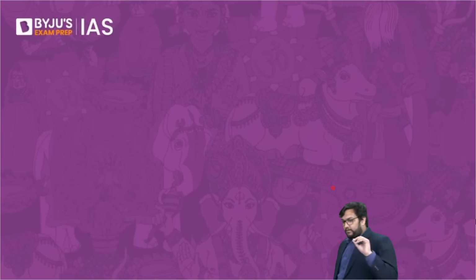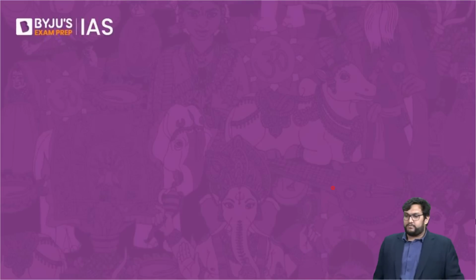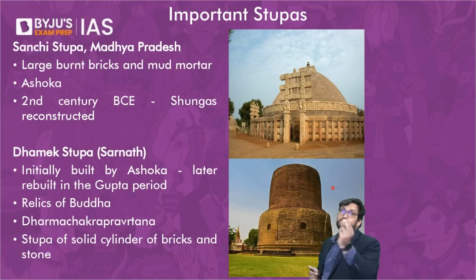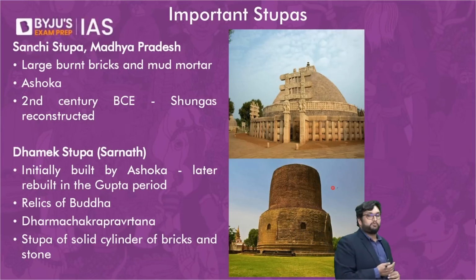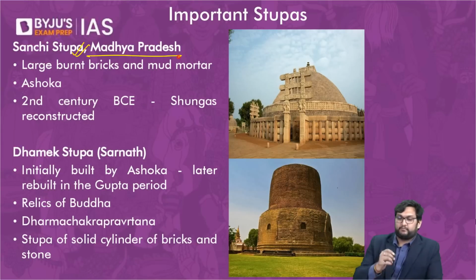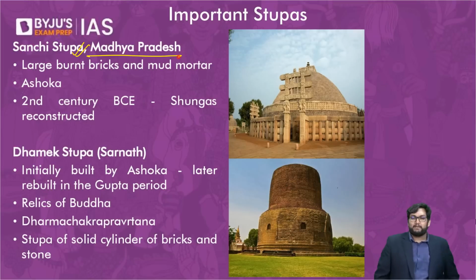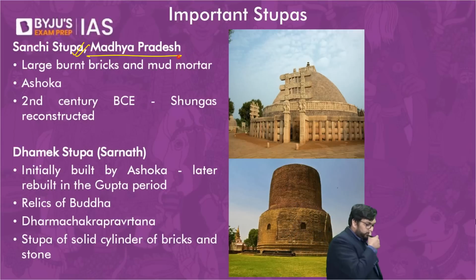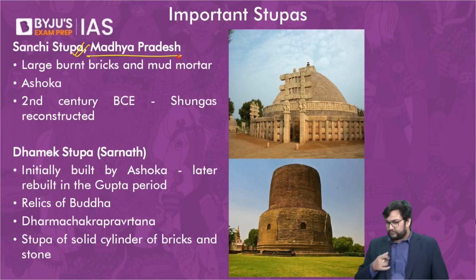Now, when we talk about the most popular or most important stupas, the first which comes to your mind and should come to your mind is the oldest stupa complex, which even has the UNESCO World Heritage tag itself. It is the Sanchi Stupa in MP, made by Ashoka, reconstructed by a Brahmanical dynasty, the Shungas. Why would the Shungas reconstruct a stupa? They are Brahmins. Why would they reconstruct a stupa?